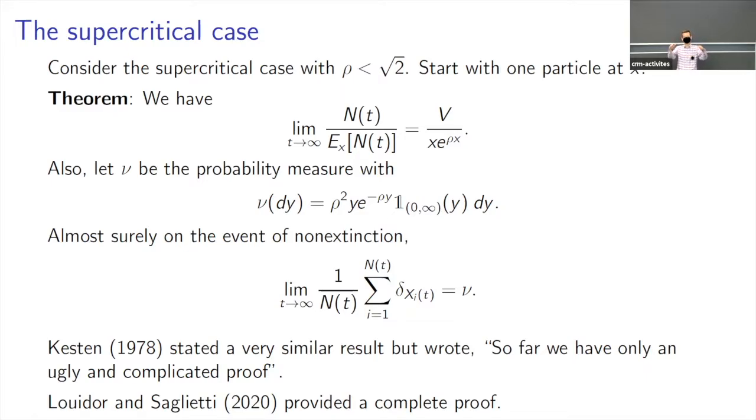So in the long run, no matter where the position of the initial particle is, the particles start to distribute themselves according to this measure nu. This is really what you would expect from seeing the asymptotic formula for the density q t of x y. Now, Kesten stated a result very similar to this one in his original 1978 paper on branching Brownian motion with absorption, but he did not publish a proof. Instead, he just wrote, "So far we have only an ugly and complicated proof," and he left it at that. But a couple of years ago, Louis-Dor and Saglietti did provide a complete proof of this result.